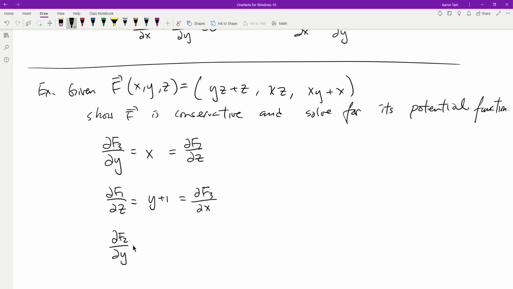Then df2 over dx would give me z. And that is the same thing as df1 over dy, which is also z. So therefore, the consistency condition is satisfied. Vector f is conservative.